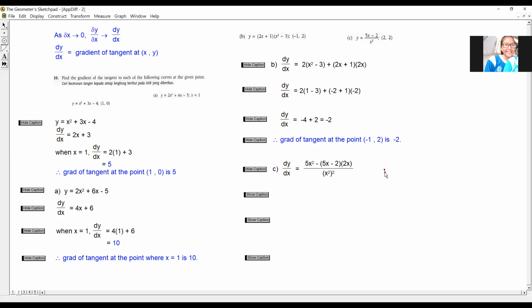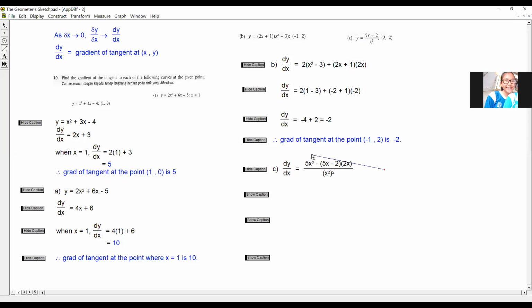Now this is how I'm going to use the quotient rule. The quotient rule in this function has two parts. The top one is the numerator and the bottom is the denominator. You must always start with the numerator, the top one. Differentiate the top, you have this number 5. And the bottom, you just keep the x squared.